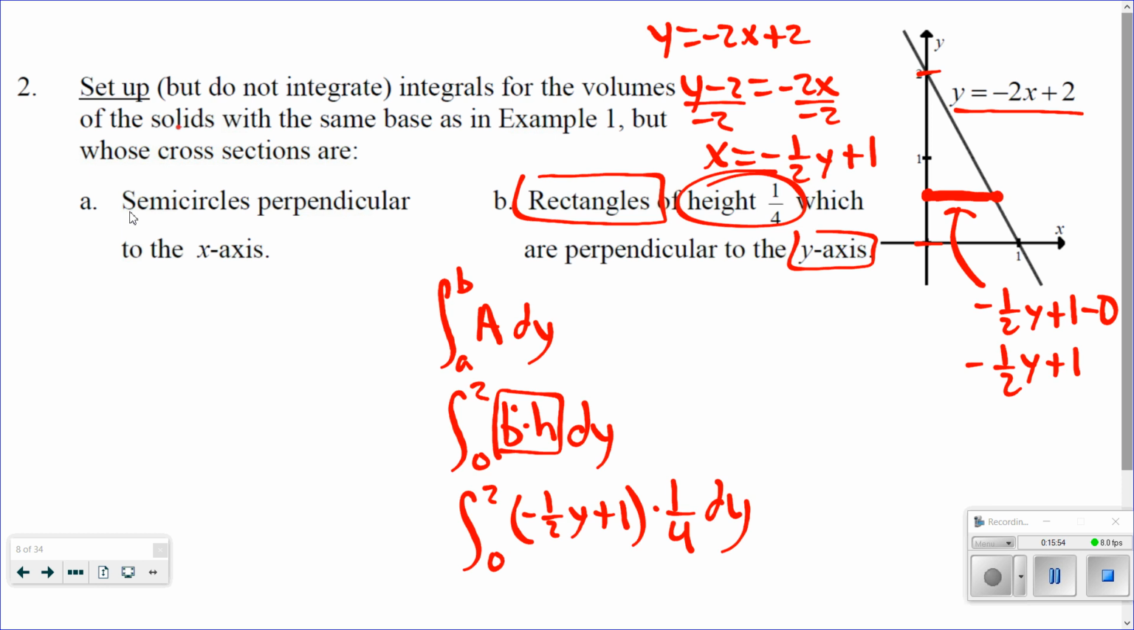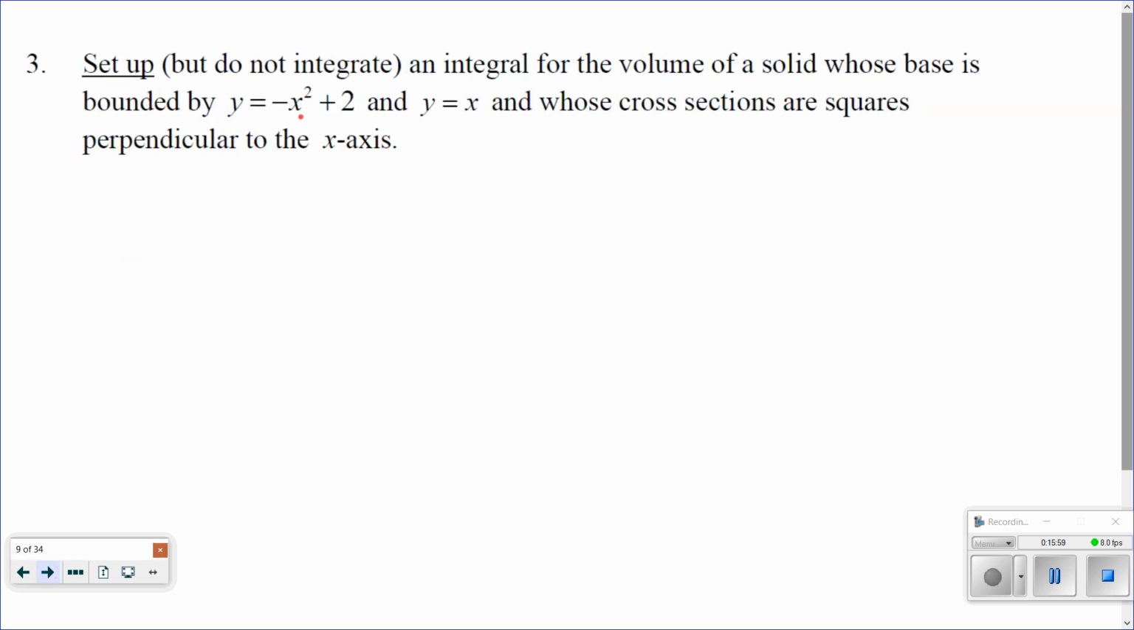Okay, let's try this next example. So this one says set up but do not integrate an integral for the volume of a solid whose base is bounded by y equals negative x squared plus 2 and y equals x, and whose cross sections are squares perpendicular to the x-axis. So first of all, it doesn't have the graph already done for me, so I'll have to do that. But make sure you identify what my cross sections are. They're squares. What's it perpendicular to? The x-axis. And then let's draw the graph over here.